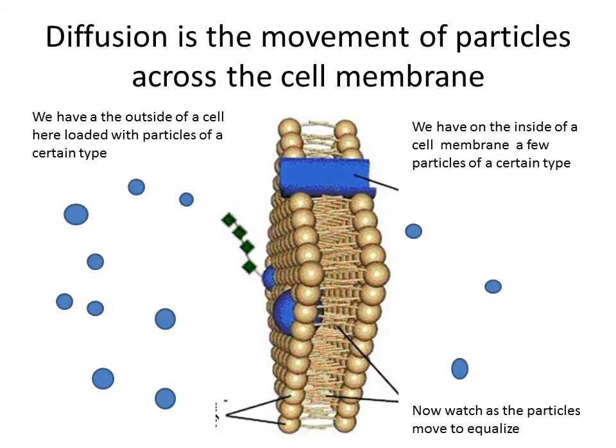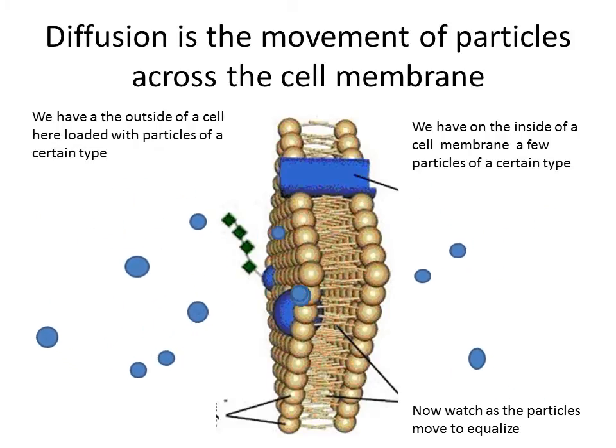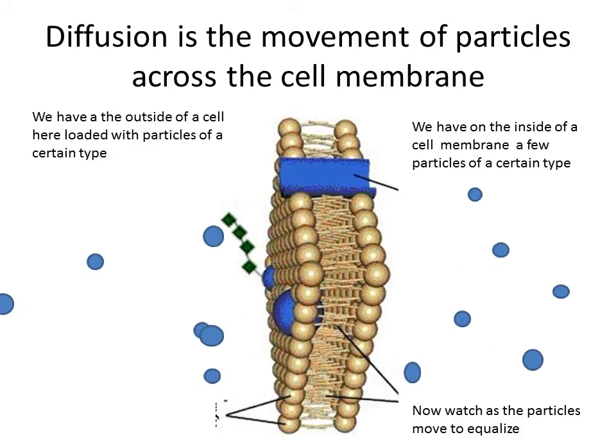Diffusion is the movement of particles across the cell membrane. We have a bunch of particles of a certain type on the outside and a few particles on the inside. And particles move randomly, but they want to equalize. They have a natural desire to. So they all move, but there's 6 on one side and 6 on the other. And these particles are small enough just to pass through the membrane.